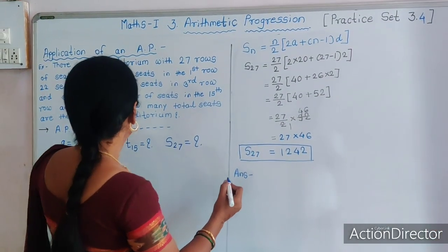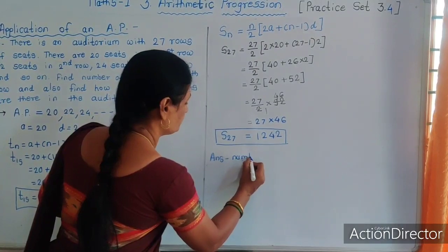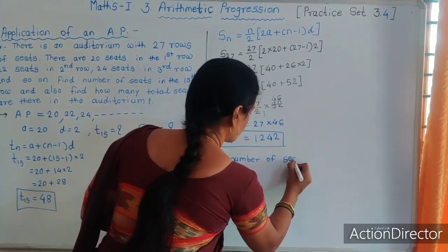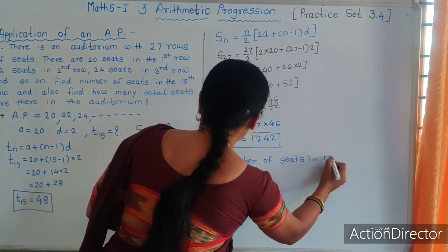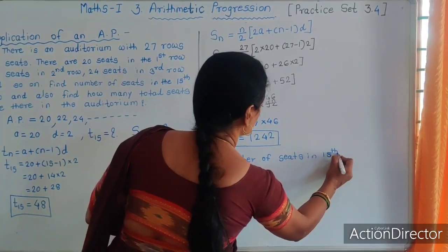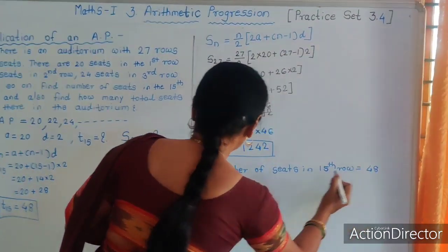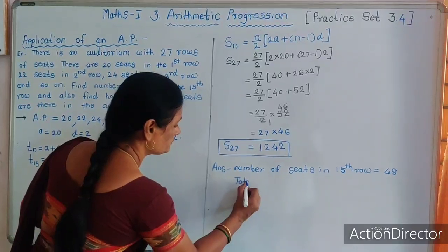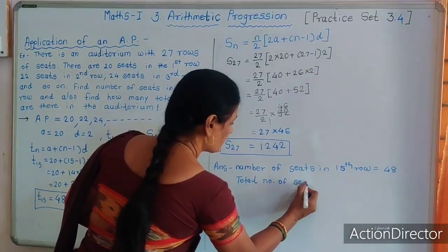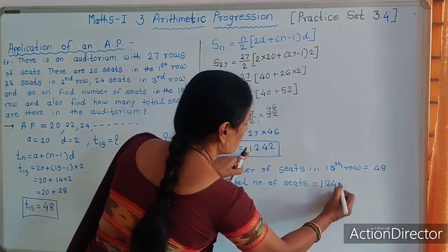First, the number of seats in the 15th row is equal to 48, and the total number of seats in the auditorium is equal to 1242.